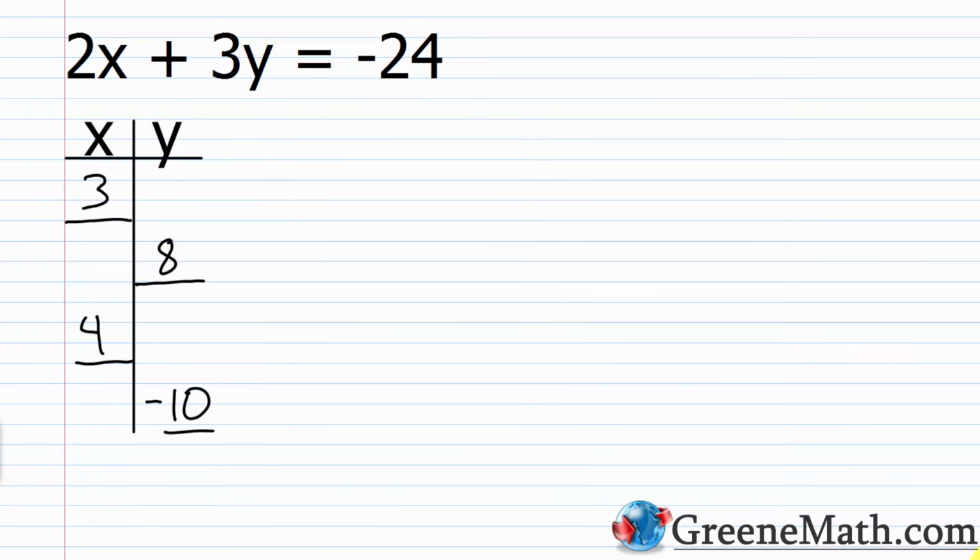All right, let's take a look at another example of this. So we have 2x plus 3y equals negative 24. So we're given an x value of 3. We want to solve for the unknown y value. So if x equals 3 here, I would have 2 times, I'm plugging in a 3 for x, plus 3y equals negative 24.